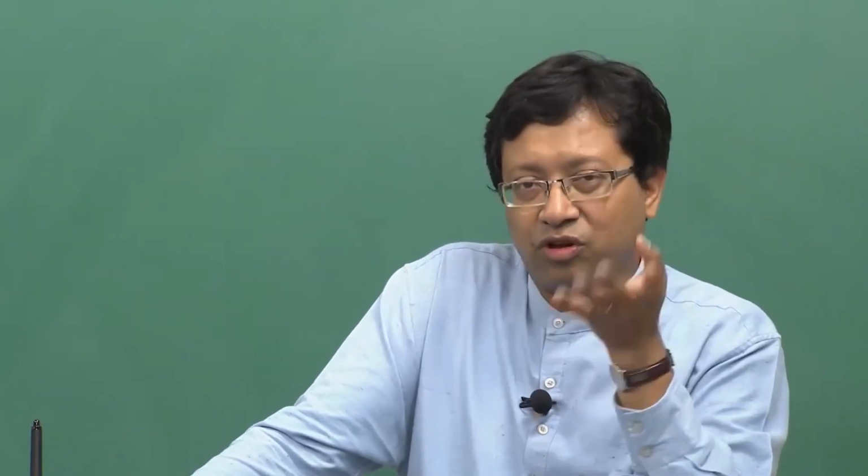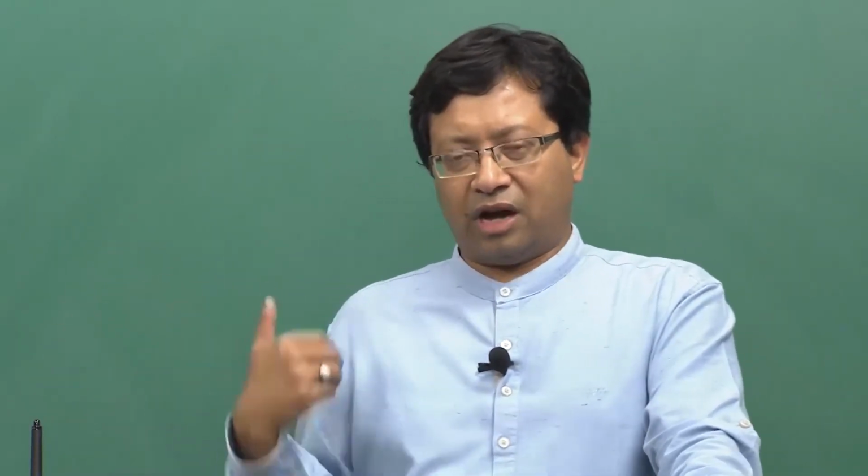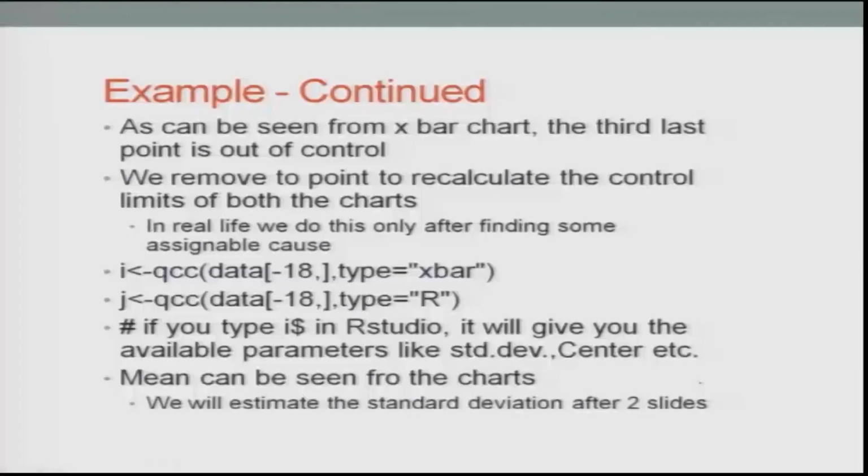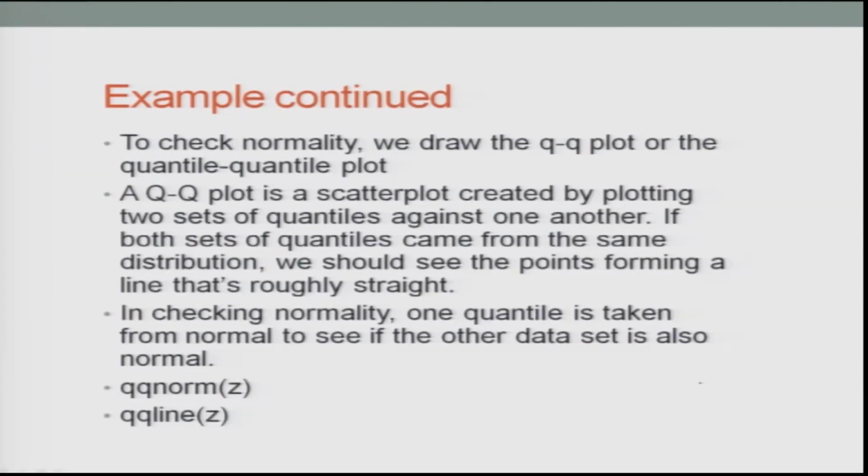So, once you do all this using the R packages and the values which are given for the readings, you can very easily draw this graph and do some statistical analysis in order to find out whether the outliers have happened because of assignable causes or non-assignable causes. So, the mean can be seen from the charts. We will estimate the standard deviation after 2 slides.